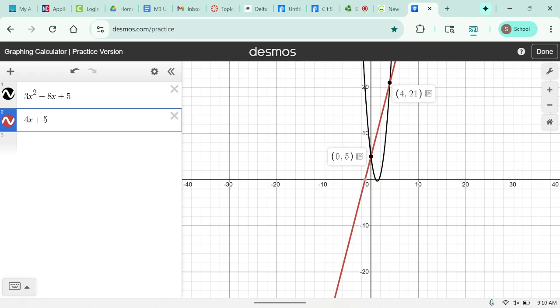Does it matter which one you plug into? No, you could have plugged it into the quadratic. I plugged it into the linear because it's easier. Rule of thumb is plug into the one that looks easier. But it doesn't matter which one.